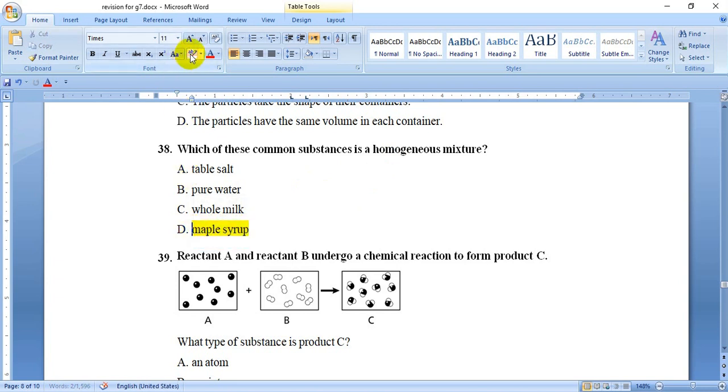Maple syrup is like honey, and the components of the maple syrup are all mixed together and evenly distributed throughout, so it's a homogeneous mixture.